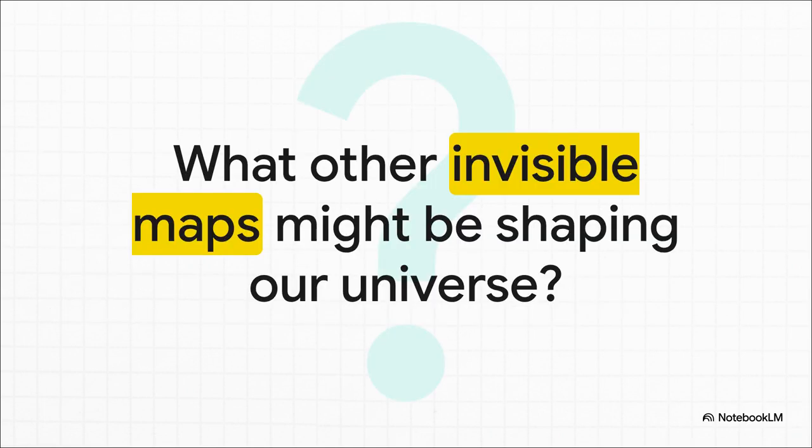And that leaves us with a final, kind of wild thought. We've just mapped the invisible landscape of electromagnetism using this idea of potential. But it really makes you wonder, what other invisible maps, what other fundamental potentials might be out there, quietly shaping the very fabric of our universe?